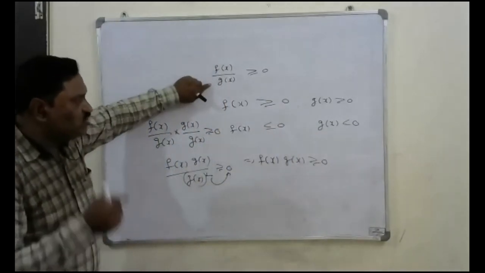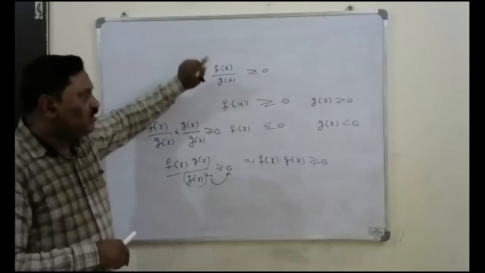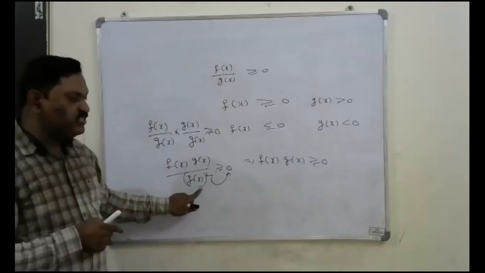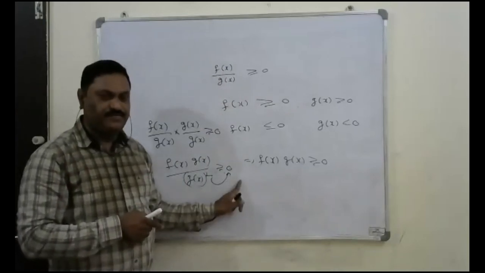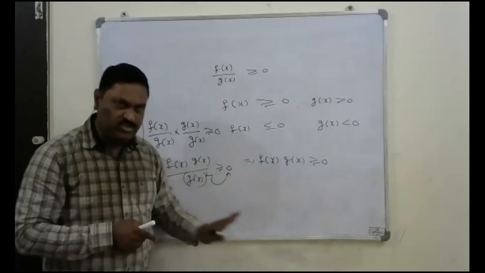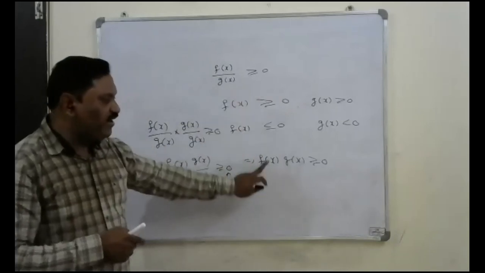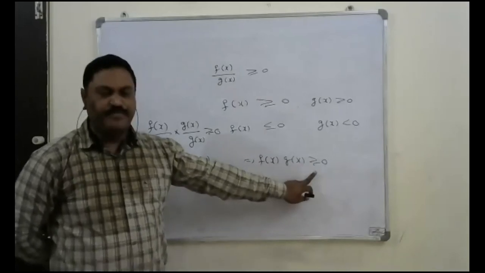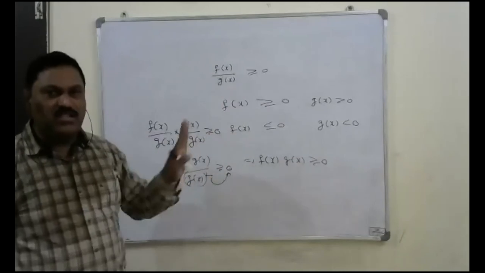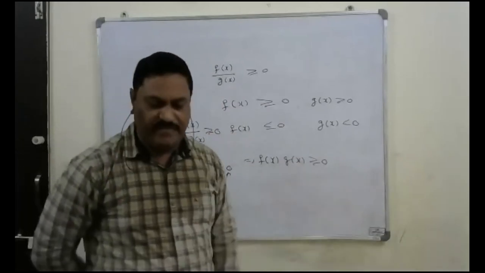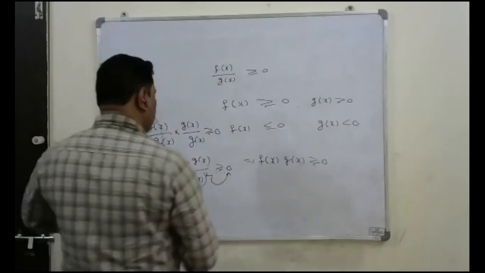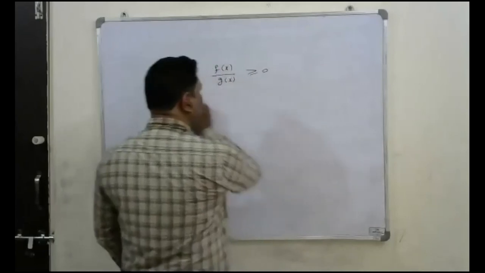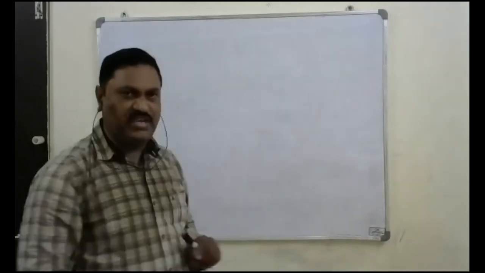Means whenever f of x upon g of x is there in the inequation, multiply and divide by the denominator, then automatically the denominator becomes positive, send that to the other side. Then inequation does not change. Okay, so this is also equivalent to f of x into g of x greater than or equal to 0. So like that we have to consider all the points, then we have to solve the inequation. Understand? Okay. So these are the concepts on the inequations. Should remember all these formulas and the concept, and carefully we have to solve these inequations.